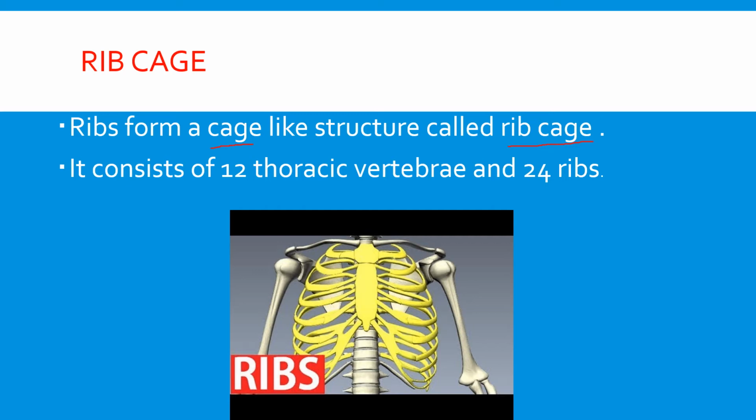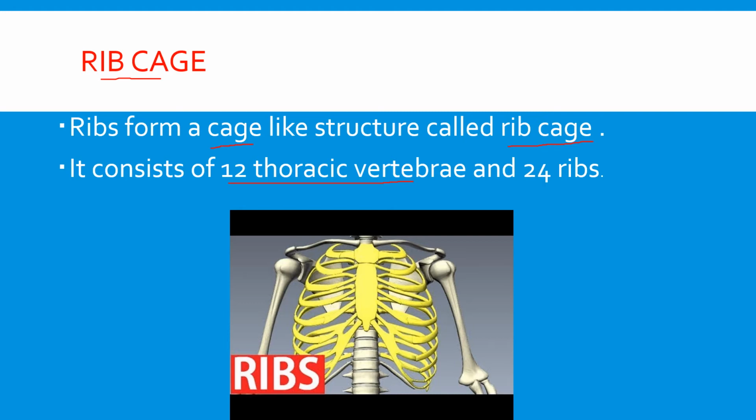The rib cage consists of 12 thoracic vertebrae. I think you will remember the thoracic vertebrae that you studied in the last lecture on the vertebral column. So let's remind ourselves: the thoracic vertebrae are the vertebrae that are present on your thoracic back.